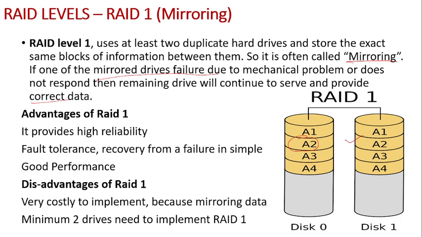It provides high reliability, fault tolerance, simple recovery from failure, and it gives good performance. The disadvantage is that it is very costly to implement, since we have to implement two disks instead of one. Everything should be duplicated, because mirroring requires a minimum of two drives. So this is all about RAID 1, that is mirroring.